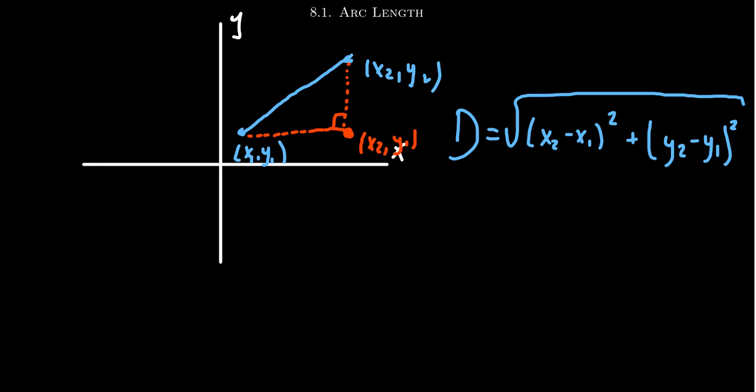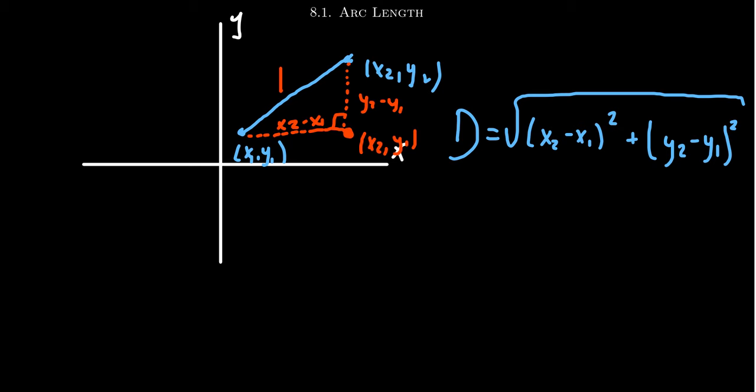And so if we start measuring the horizontal distance from the blue point on the left to the red point, it's going to be the difference of their x-coordinates because it's just a horizontal line. This gives us x2 minus x1. If we want to measure the distance along the vertical line, this would be the difference of the y-coordinates, which is y2 minus y1, like so.